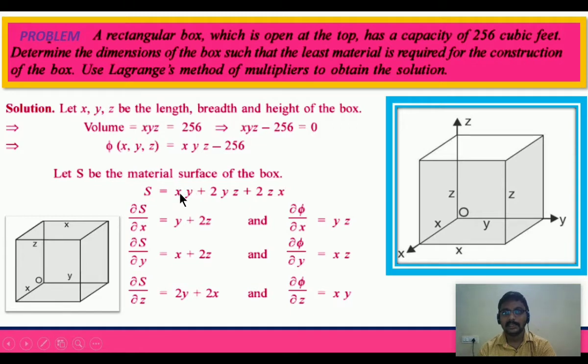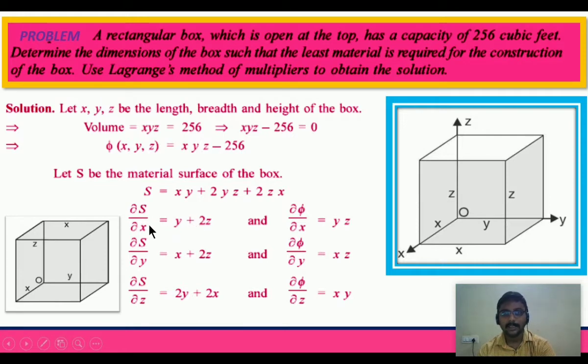Here xy is only considered because the box top is opened. The remaining surfaces are closed, so we have 2yz plus 2zx. The bottom surface is xy, the parallel top surface is also xy, but it is opened. The left surface is xz, the right surface is also xz. The front surface is yz, the back surface is also yz. A box has six surfaces. The total surface is given by S is xy plus 2yz plus 2zx. Here 2 is not considered in the first term because the box top is opened.